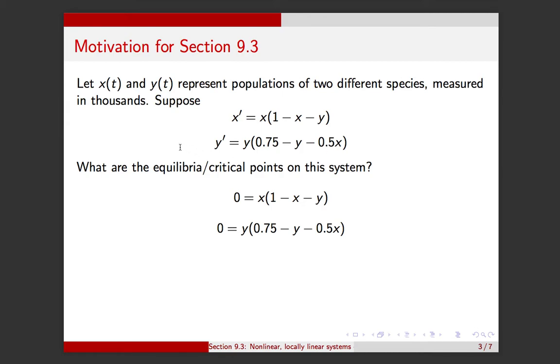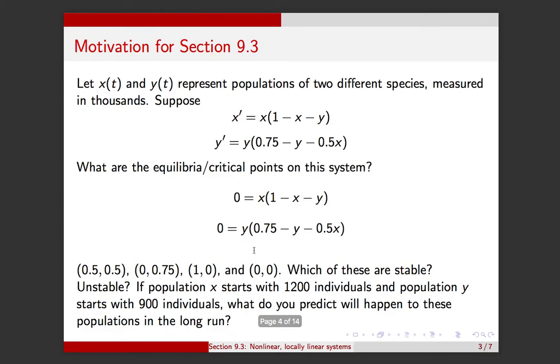Okay, so let's find the equilibria and critical points of this system. As always, to find equilibria, the derivatives are 0, so you can have Wolfram solve the system for you. And when you do that, Wolfram spits out these 4 points. So here are 4 equilibria in the system. Everything is measured in thousands here. So this is like 500, 500. So this equilibrium is a coexistence equilibrium for the two species, where they each have 500 individuals.